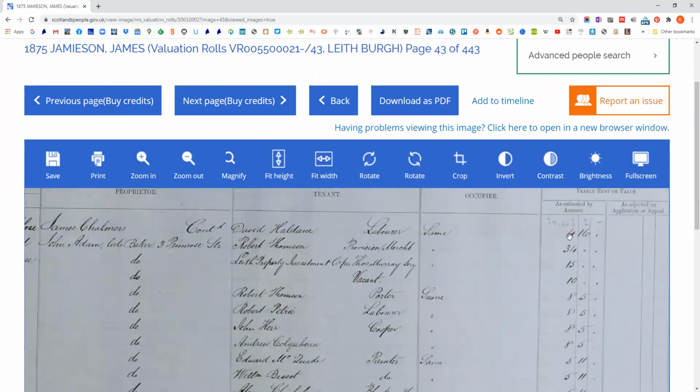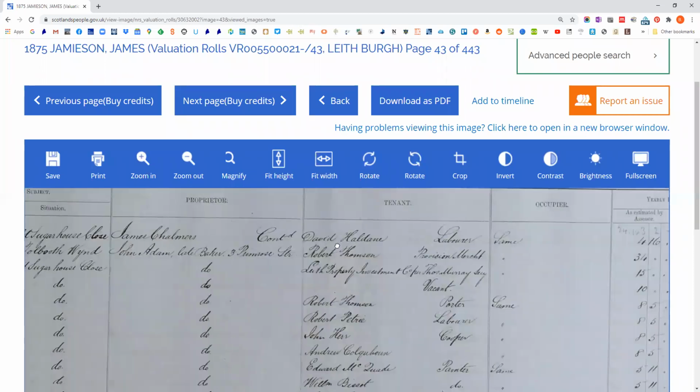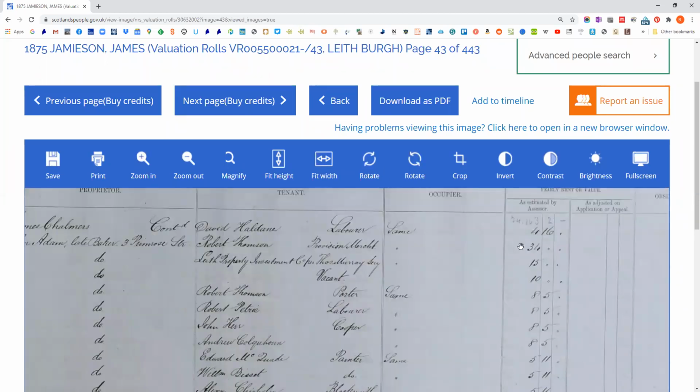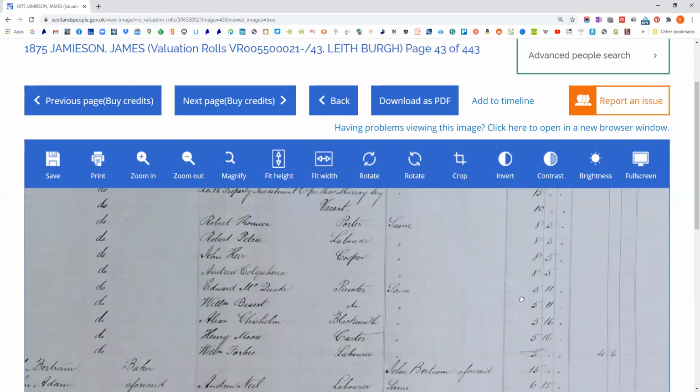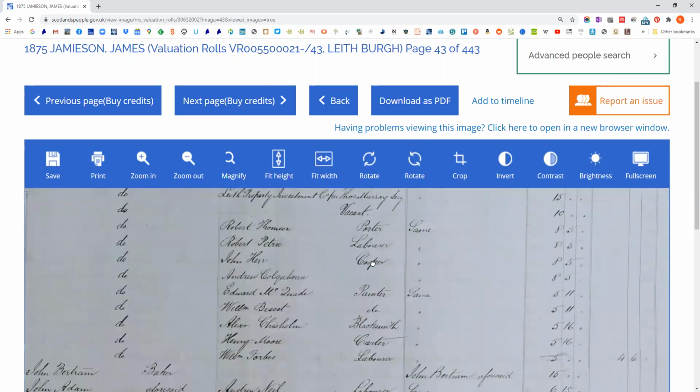And this gives you an idea of the yearly rent. So this one here that's a shop, you can see the rent there at 34 pounds is considerably more than either the offices at 10 and 15 or the dwellings at 5 to 8 pounds per dwelling unit.